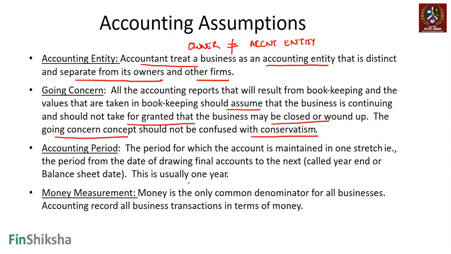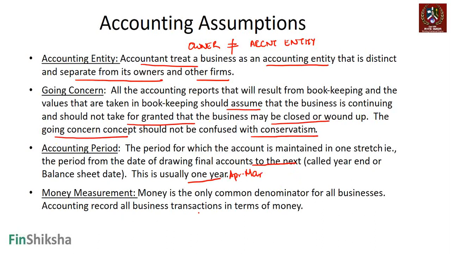Accounting period. We have said that usually it's 1 year, and we are usually looking at somewhere around April to March as the accounting period. The period for which the accounting is maintained is in one stretch, the period from the date of drawing the final accounts to the next date of drawing the final accounts, usually annual, right? And usually the balance sheet date.